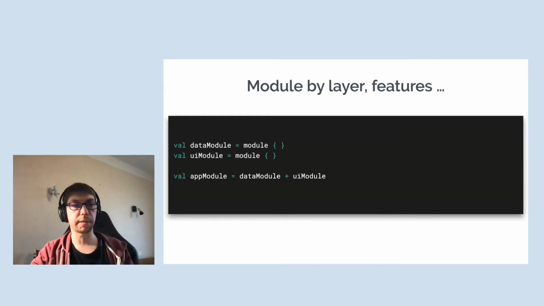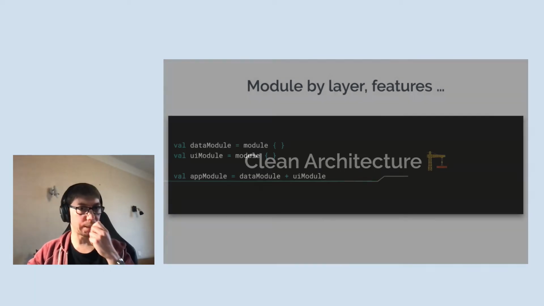Koin is here to give you really easy and comprehensive keys, but then it's up to you to organize yourself with modules. That means that you just declare a module like a variable here, just a value, and then you can combine all those modules together just with the plus operator on the module. Up to you to split into layer, to feature, and organize yourself in the way you want to split, and allow you to test in the way you want.